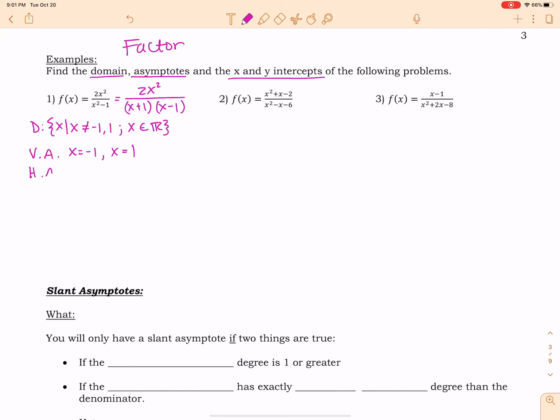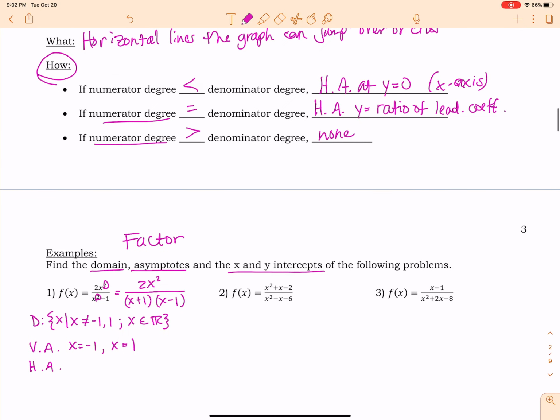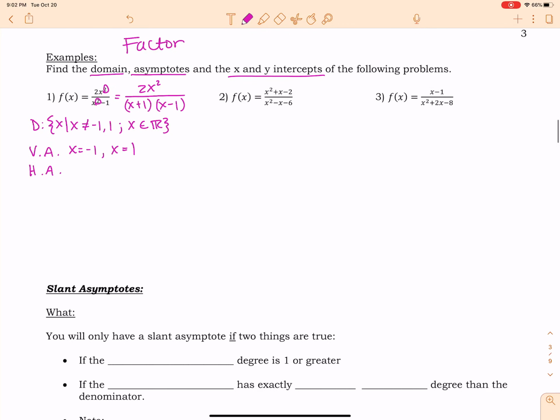And then my horizontal asymptote, I have to look at the degree of my numerator and denominator. Well, the degree in the numerator is 2 and the degree in the denominator is 2. So if you'll recall from the other video, my rule when the numerator degree is equal to the denominator, I have a horizontal asymptote at y equals the ratio of the leading coefficients. So this leading coefficient is 2, this one is 1, so I have a horizontal asymptote at 2/1 or 2.